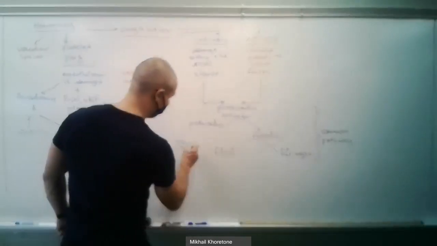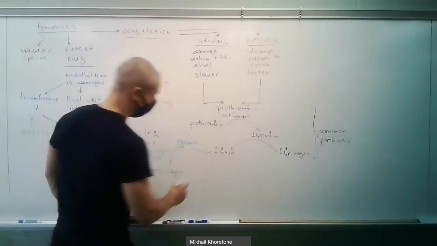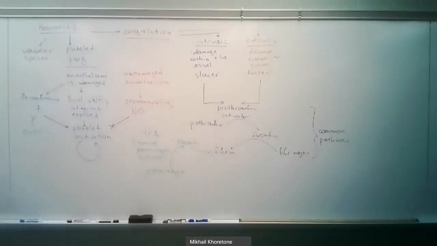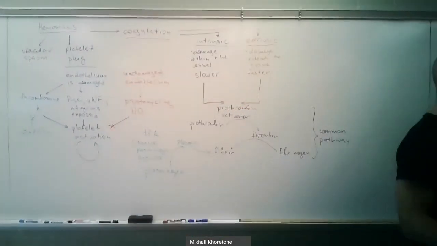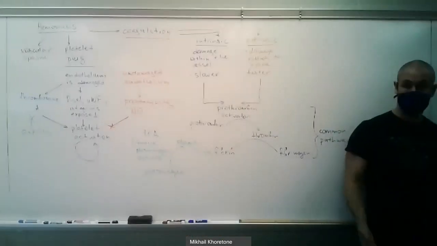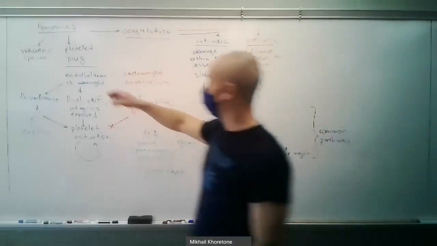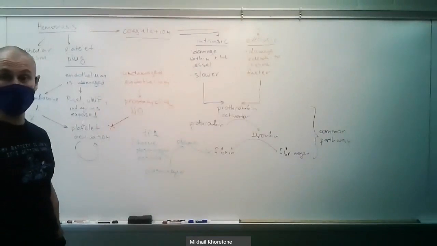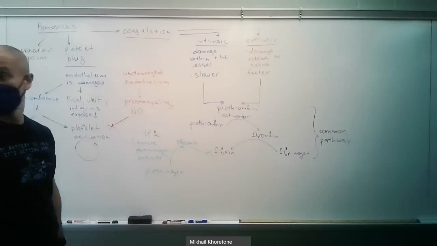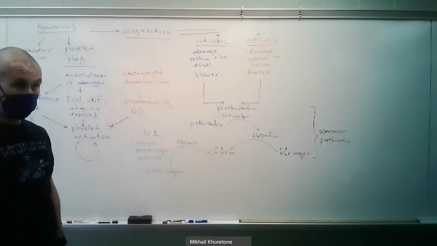And plasmin destroys fibrin. Okay? Does that make sense? So plasmin, by destroying fibrin, essentially allows the platelet clot to completely dissolve. Am I clear? You good?